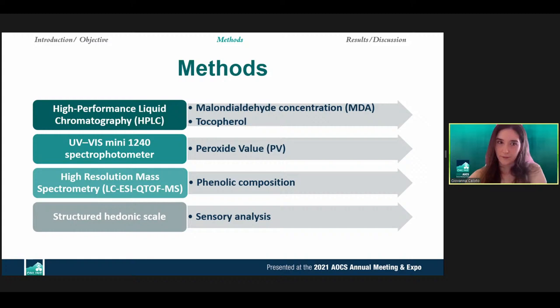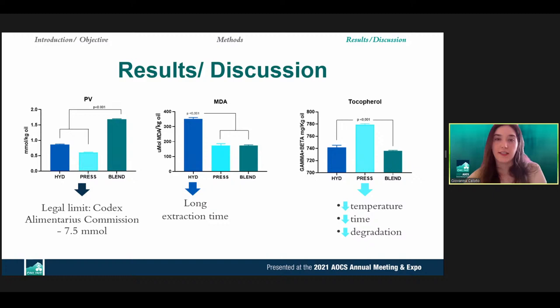Peroxide value and MDA analysis were used to evaluate the oxidative stability of the oils. The blend sample obtained high peroxide values, but even though they were high, they were below the legal limit for the consumption of the crude oils. In the MDA results, the hydraulic sample had higher values than the press and blend samples, and the tocopherol values were high in the press samples.